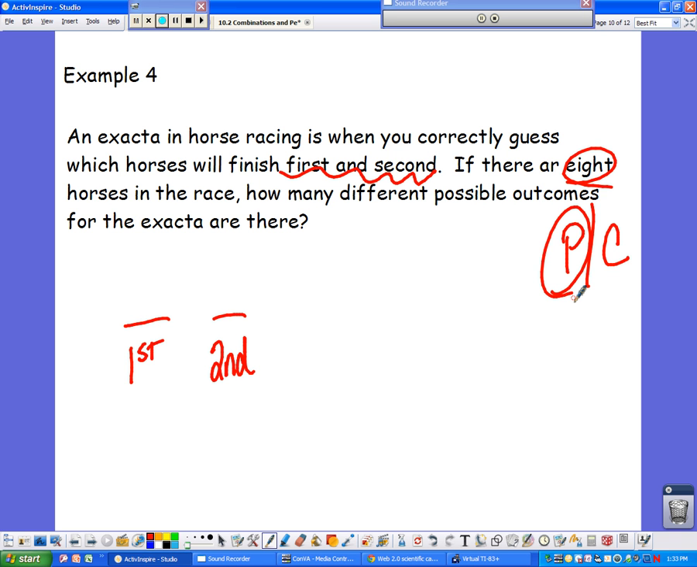Okay, so no horses have won the race yet, so I have 8 horses that can win the race. So I have 8 that's won. So in the last race, I have 7 that can choose. Multiply those just like the fundamental counting principle, and I get 56.